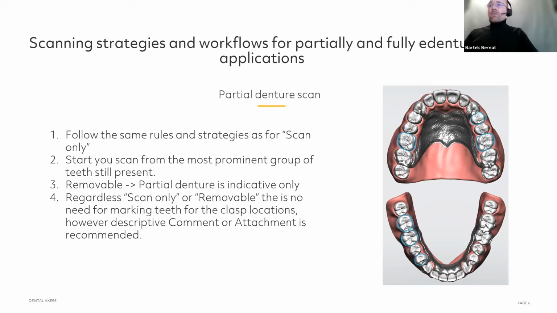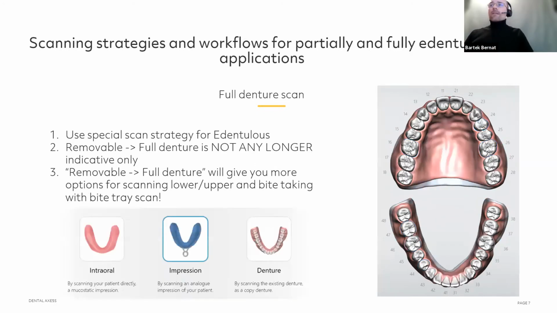So that leads us to a more complex topic, which is the scan for the full denture. Okay, this is when things get more interesting. So there is a special strategy for the scan for the edentulous case. Basically, now the section of removables of full denture is no longer indicative. So you need to choose that to have the right workflow enabled. You can still, of course, scan as just scan only, but here you have more options.